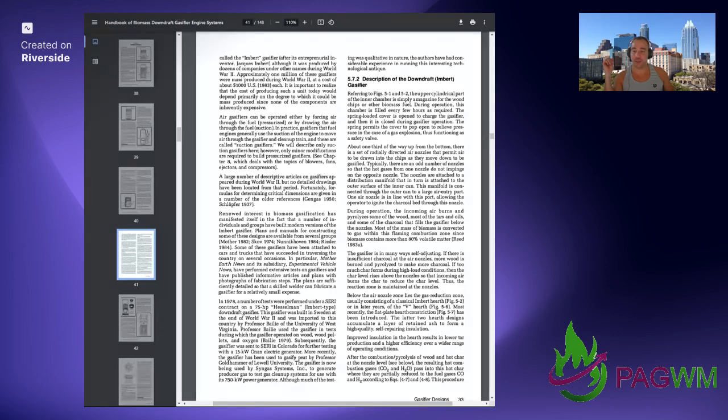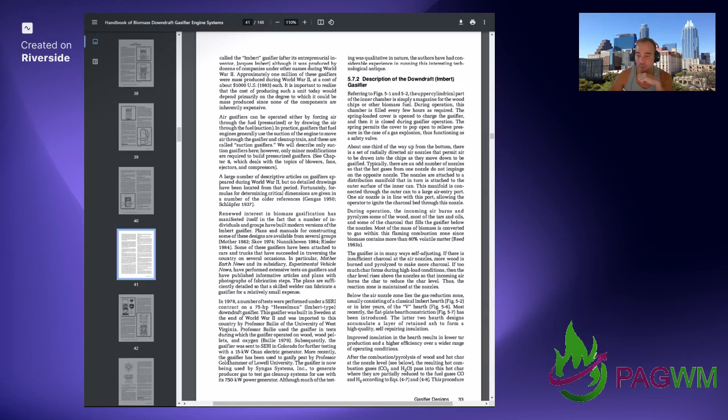About 1/3 of the way up from the bottom, there is a set of radially directed air nozzles that permit air to be drawn into the chips as they move down to be gasified. Typically, there are an odd number of nozzles so that the hot gases from one nozzle do not impinge on the opposite nozzle. The nozzles are attached to a distribution manifold that in turn is attached to the outer surface of the inner can. This manifold is connected through the outer can to a large air entry port.